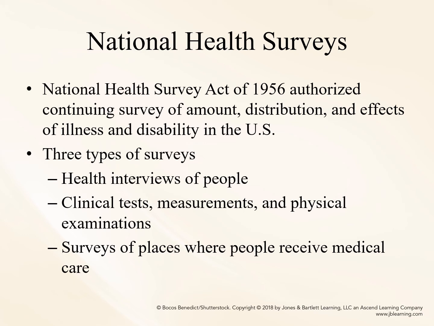We also have national health surveys. The National Health Survey Act of 1956 authorized continuing survey of the amount, distribution, and effects of illness and disability in the United States. Now, there are 3 types of surveys. You have health interviews of people, where you go possibly from door to door and ask people about their health. You have clinical tests, which are more objective and less subjective. Right? You take blood pressure, you measure their weight, you measure their BMI, and you complete a physical examination. Or you have surveys of places where people receive medical care.